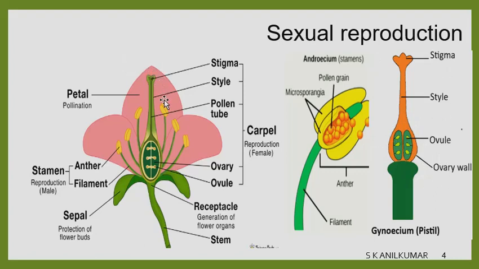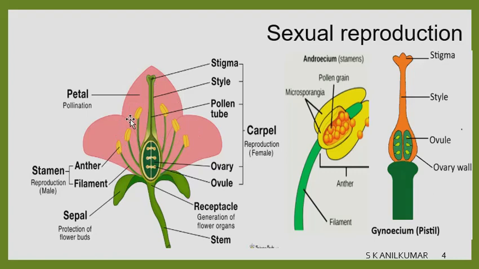So this is the stigma, this is the style, below the style you have the ovary, inside the ovary you have the ovules. Inside the style you have the pollen tube. The pollen grains from the anther, when they reach the stigma, fertilize and come down the pollen tube. There are certain pollens which don't fertilize. So those pollen grains do not form the pollen tube.